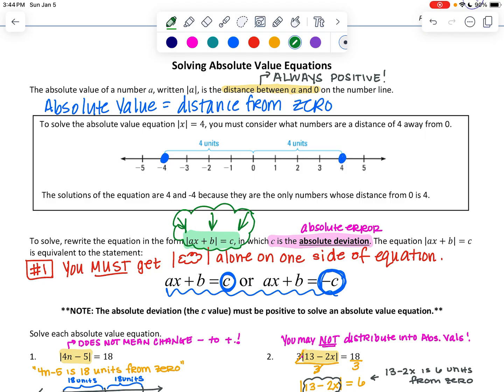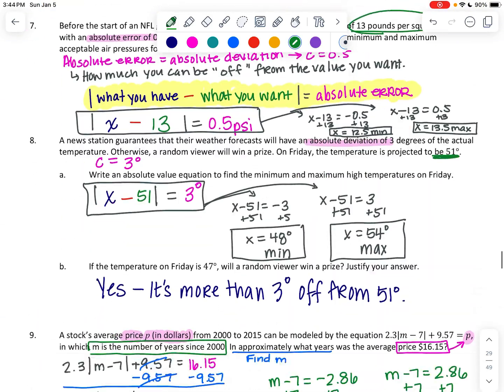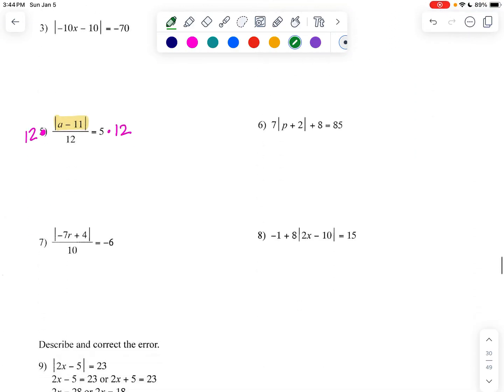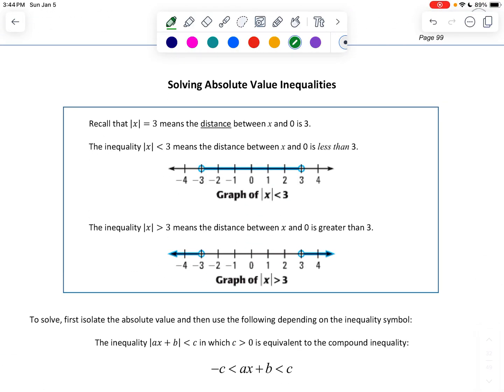So it's kind of the same idea with inequalities, but it's not exactly 4 spaces away. It's either more than 4 spaces or fewer than 4 spaces. So let's get into it, and hopefully we will remember how to do the equation stuff when we get to the inequalities.